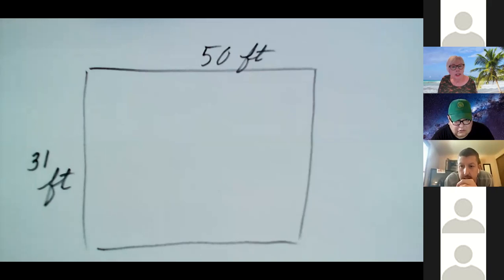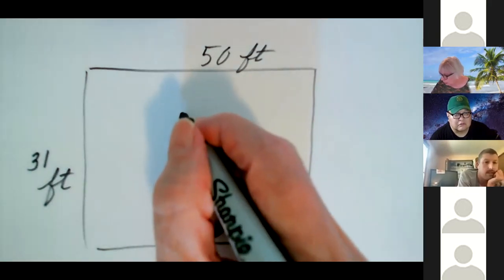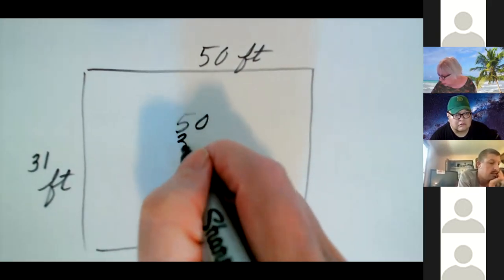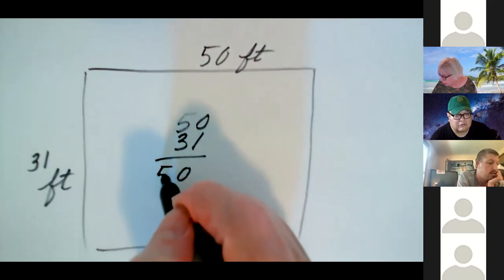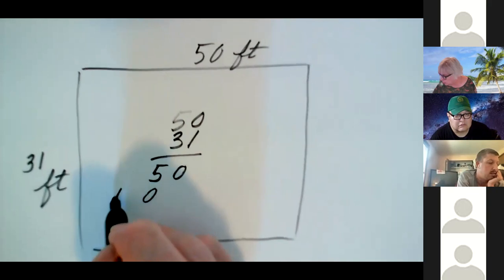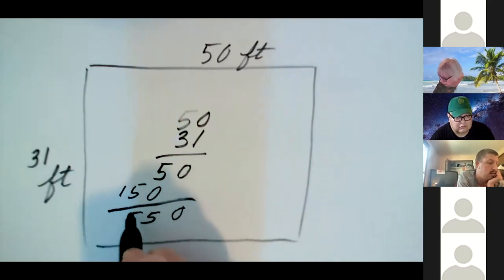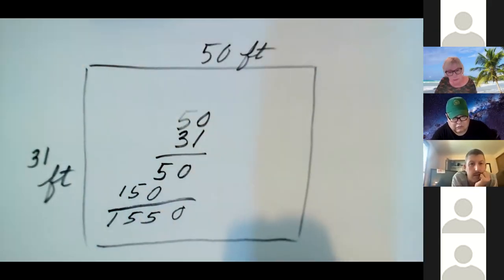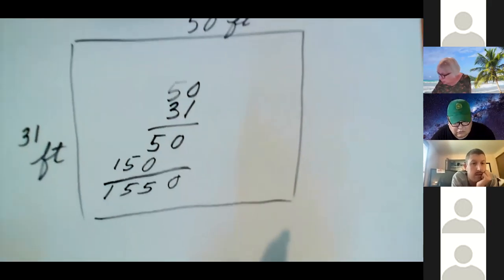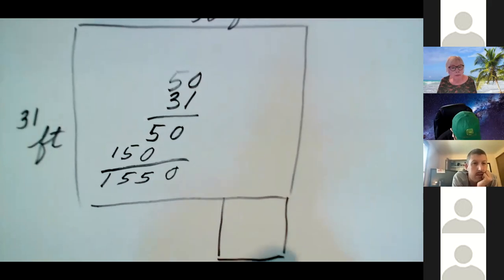While we're waiting, can somebody multiply these two numbers? So it's basically 50 times 31. That's 0, and that's 5, and that's 0, and that's 15. So 1550. That's the area of this rectangle, but there was more to it. There was a piece that was part of the bedroom.